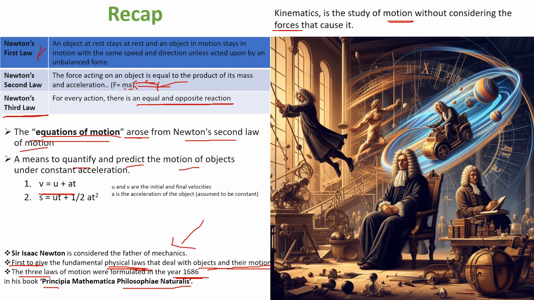And the second equation is s = ut + (1/2)at². Here u stands for initial velocity, t is time. s is the displacement: how much the body got displaced, how much distance it traveled. That is given by ut + half at squared.